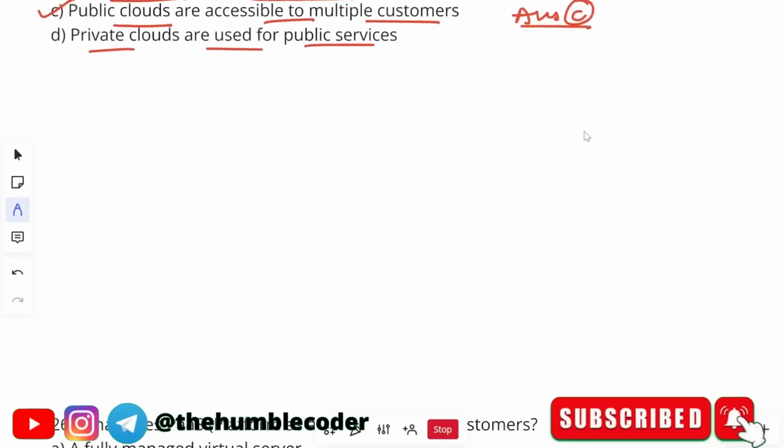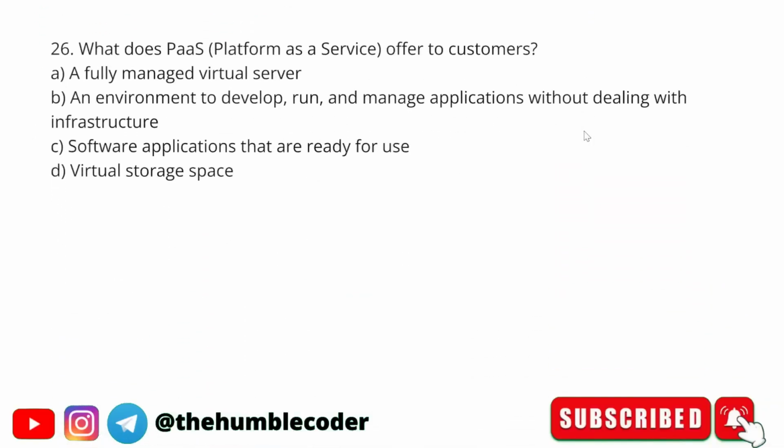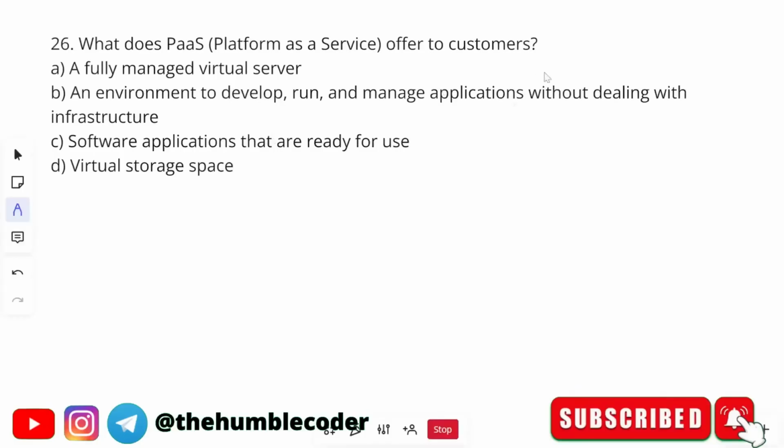Let's now move on to our next question. What does PaaS offer to customers? PaaS stands for platform as a service. So let's see the options that we have. A fully managed virtual server. Option B is an environment to develop, run and manage applications without dealing with infrastructure. Option C is software applications that are ready for use, and option D is virtual storage space. The correct answer is option B, that is an environment to develop, run and manage applications without dealing with infrastructure.